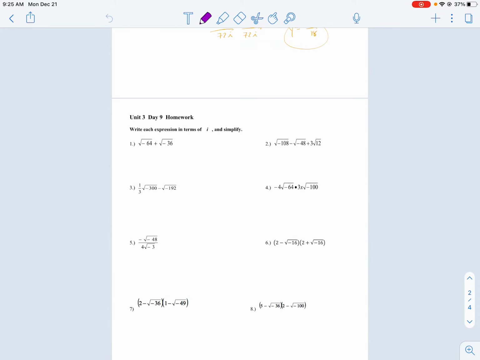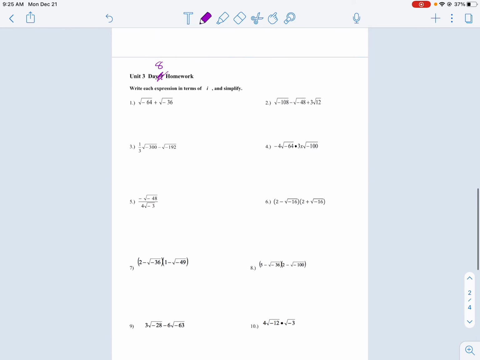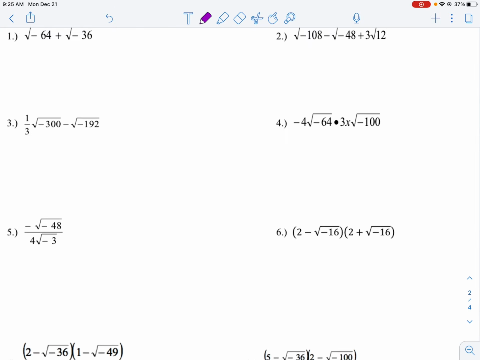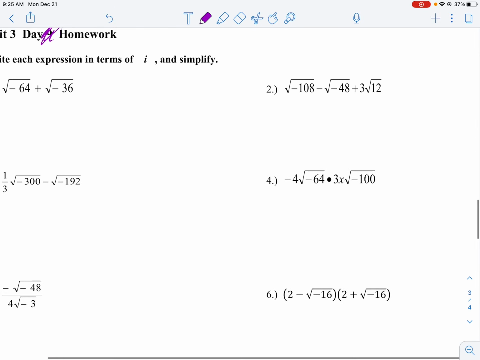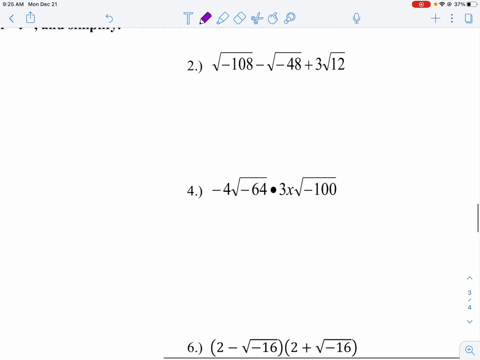Hello everyone. So I'm going to go through all the even problems from Unit 3, Day 8. Okay? And so hopefully this will give you a little guidance. This is for those that were not in class. Okay? So if you were in class, you saw me do all these problems. But if you're watching it, then maybe you needed to get a little refresher.